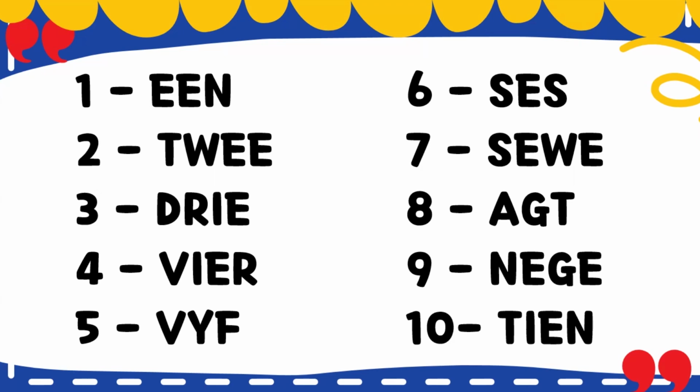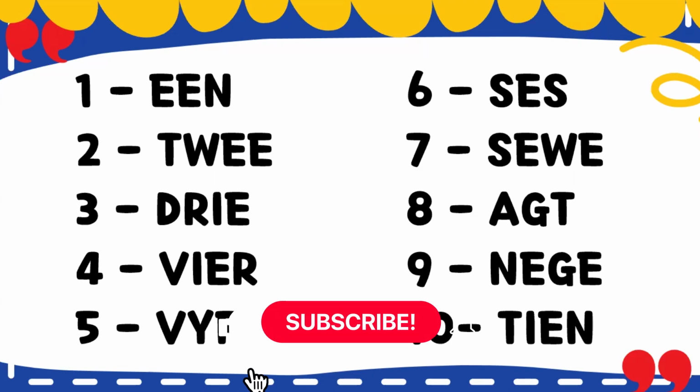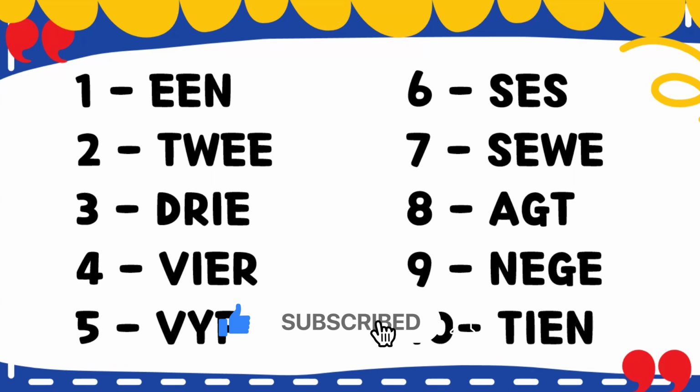Say it out loud with me. Are you ready? Let's go. 1. 2. 3. 4. 5. 6. 7. 8. 9. 10. Well done. Now you have counted from 1 to 10 in Afrikaans.